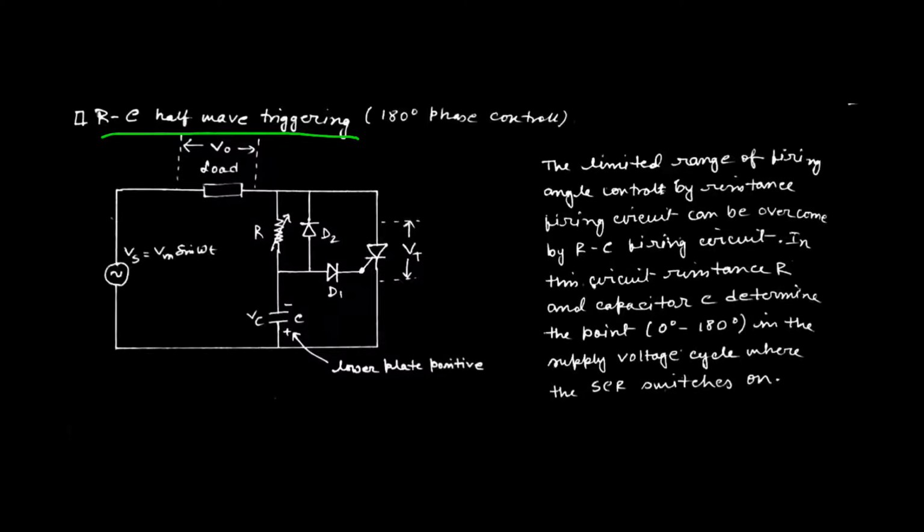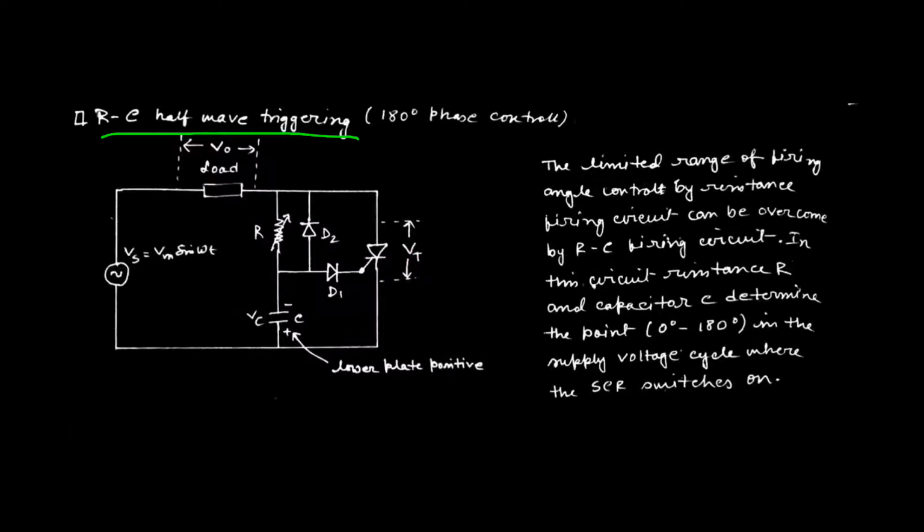Now consider this simple circuit, which is the RC half-wave triggering circuit. It is constructed from a variable resistance R, two diodes D1 and D2, one SCR that is T, and a capacitor C. A load is connected directly to the supply. Assume the supply voltage is an AC signal defined by Vs equal to Vm sin omega t, and the terminal voltage across the load is V0.